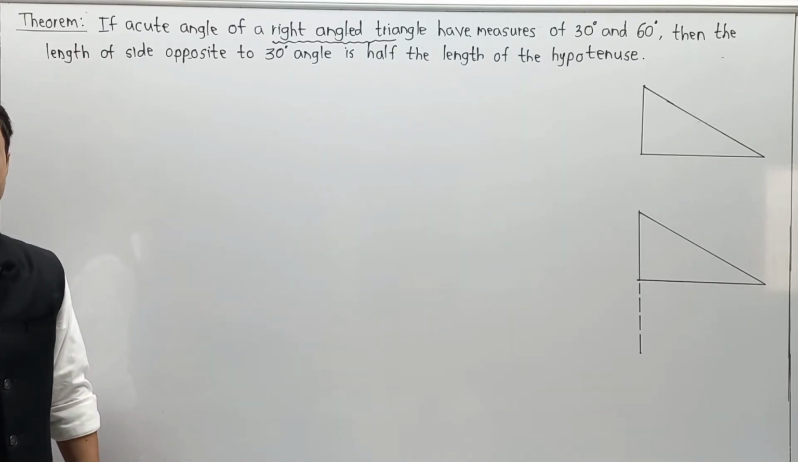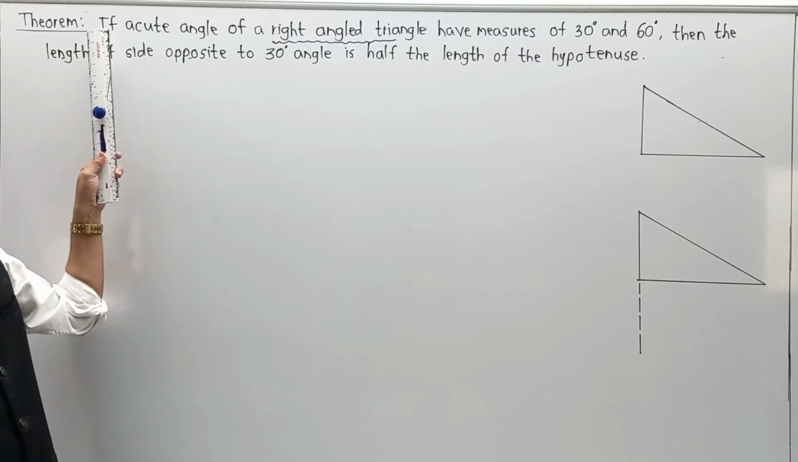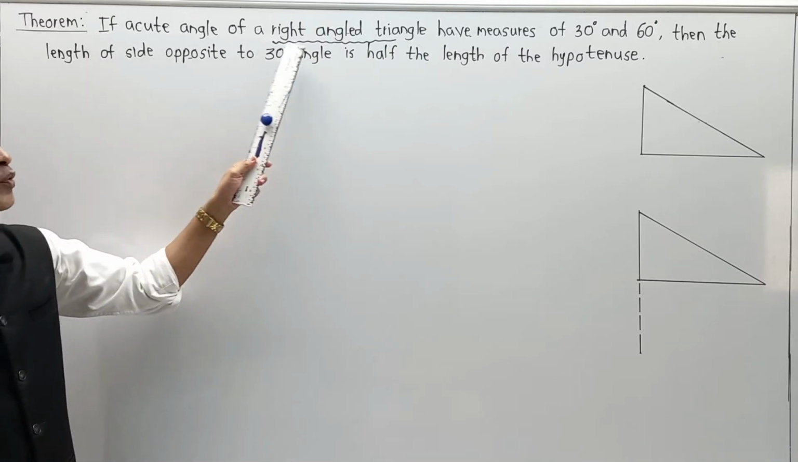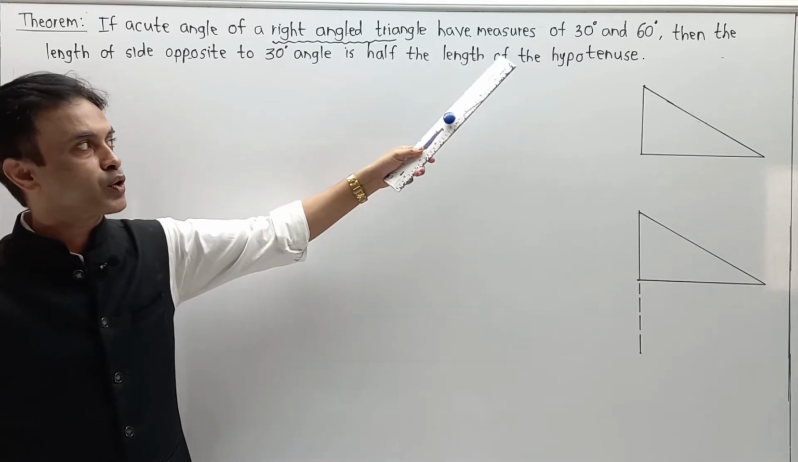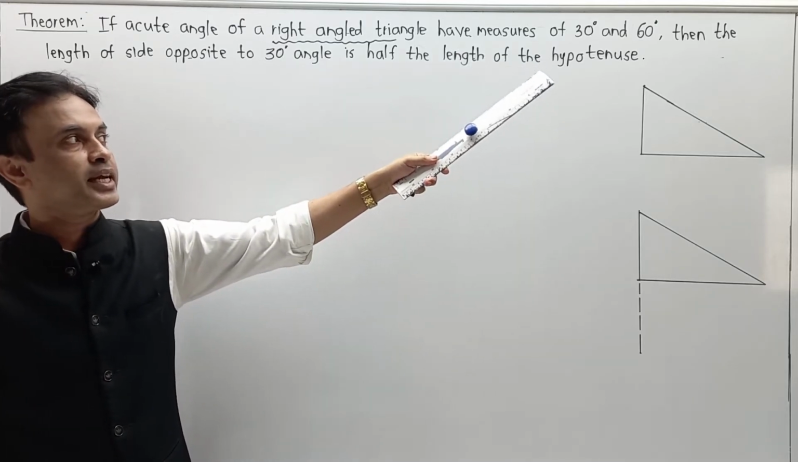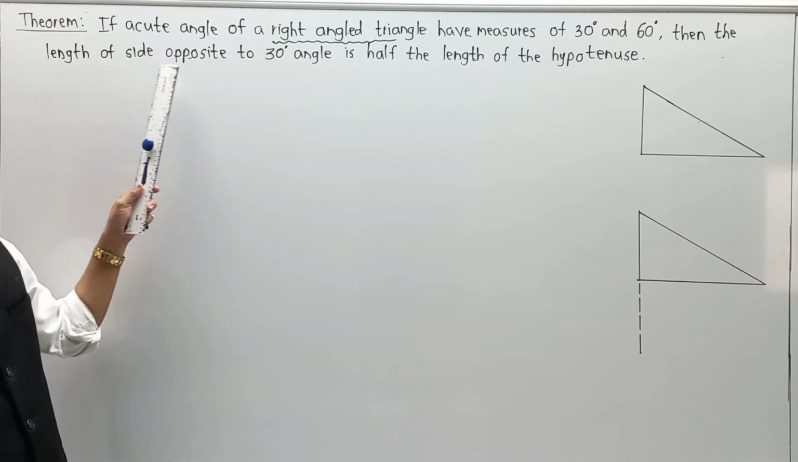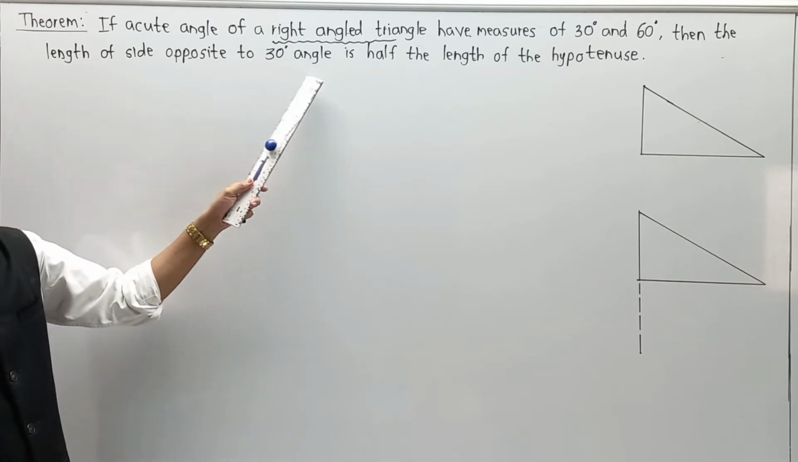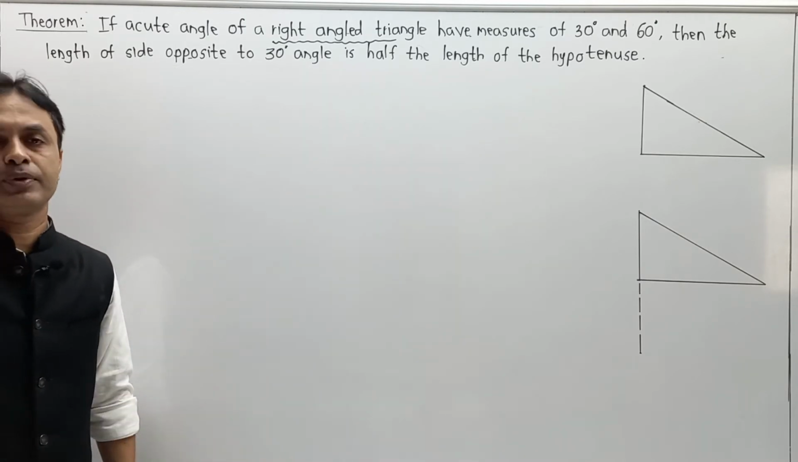Once again I am going to read the entire statement so you can easily understand the part. If the acute angles of a right angle triangle have measures of 30 degree and 60 degree, then the length of the side opposite to the 30 degree angle is half of the length of the hypotenuse.